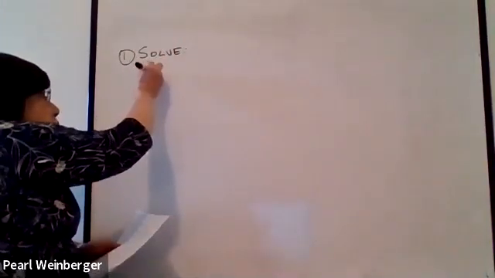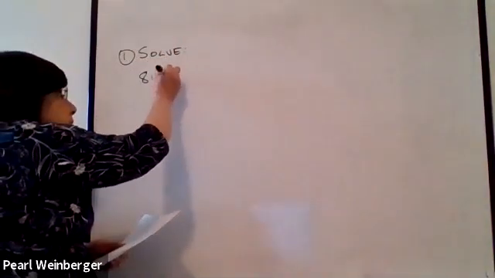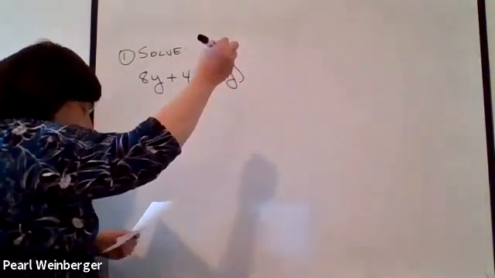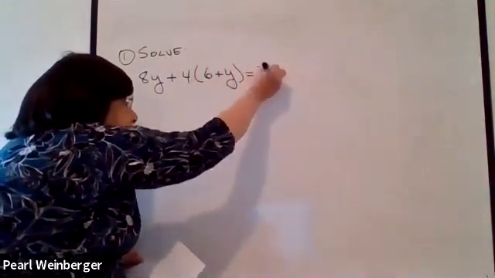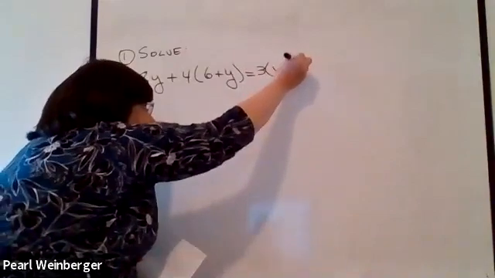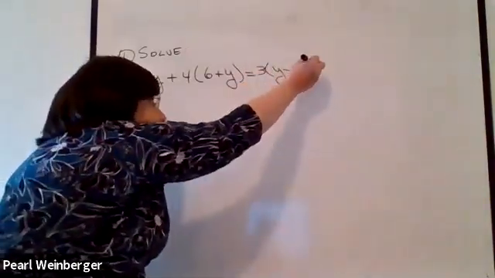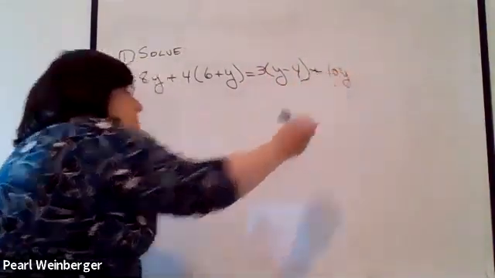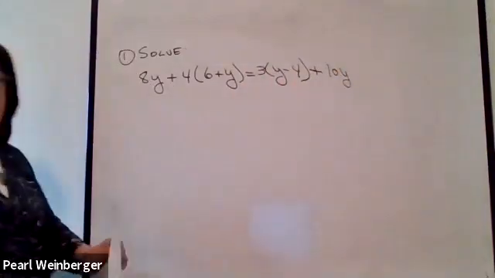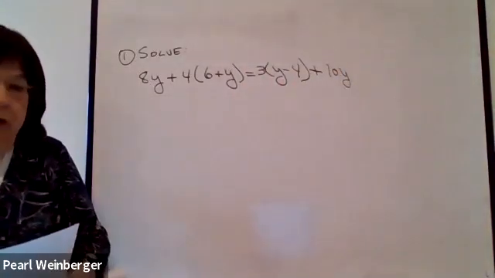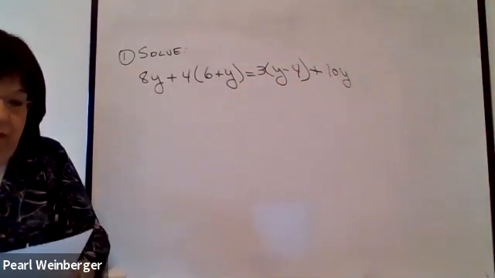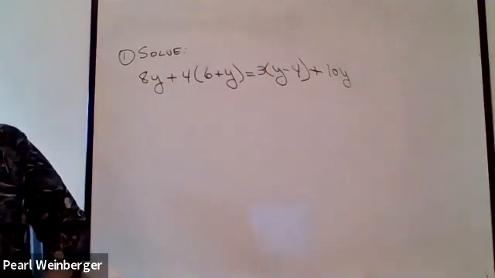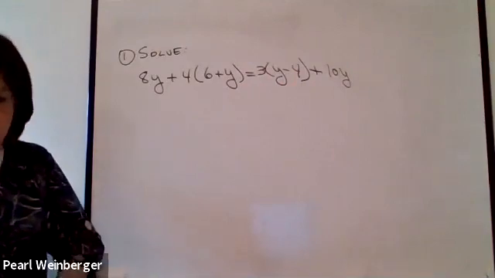So let's remember if we know how to solve this. Suppose I gave you 8y plus 4 times (6 plus y) equaling 3 times (y minus 4) plus 10y. Okay, I'm going to give you a couple minutes to solve this equation. This is where we started off our course, as a review of things that we had learned in previous courses. I'm going to give you a few minutes.